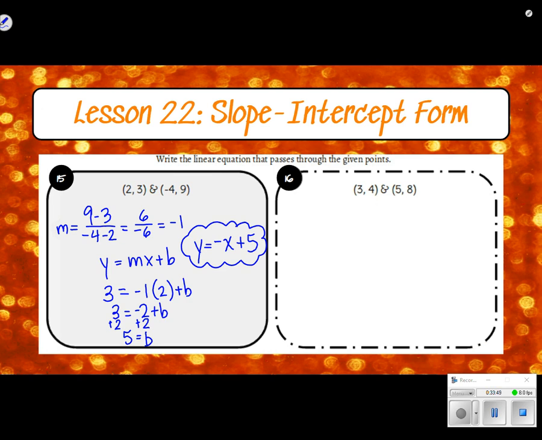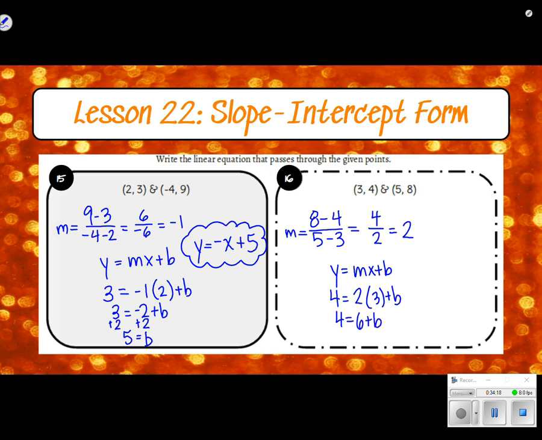All right, let's do slope. 8 minus 4 over 5 minus 3. 8 minus 4 is 4. 5 minus 3 is 2. Slope of 2. Y equals mx plus b. So 4 equals 2 times 3 plus b. If I subtract 6 on both sides, I get negative 2 equals b. So y equals 2x minus 2. There is our equation for our line that goes through those 2 points.